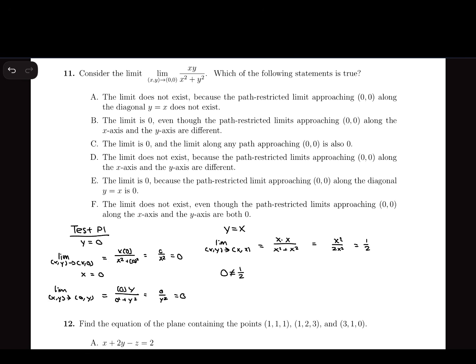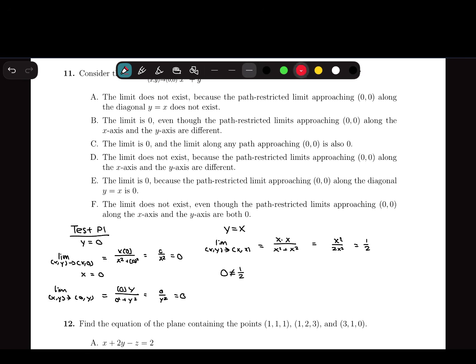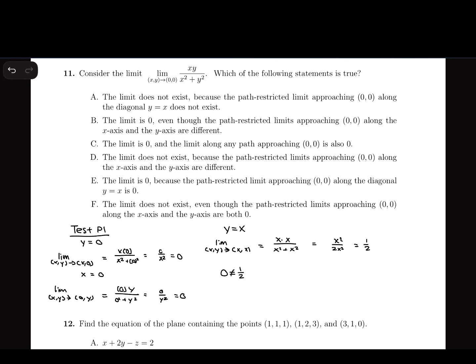So let's already look at some answer choices that can't be correct. Well, it can't be B because it says the limit is 0. Can't be C because it also says the limit is 0. And it cannot be E because it also says the limit is 0.